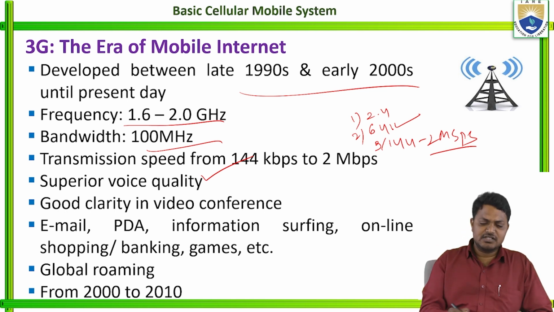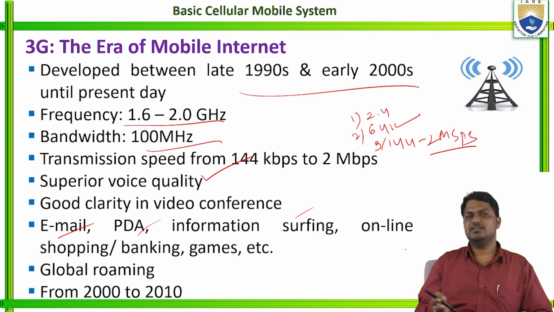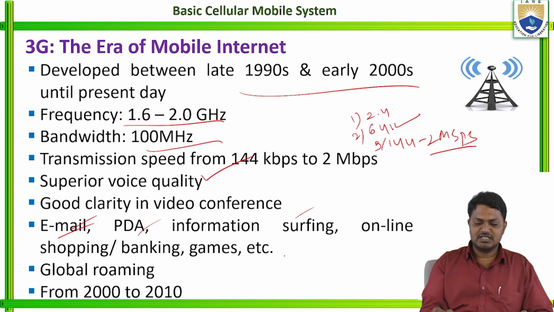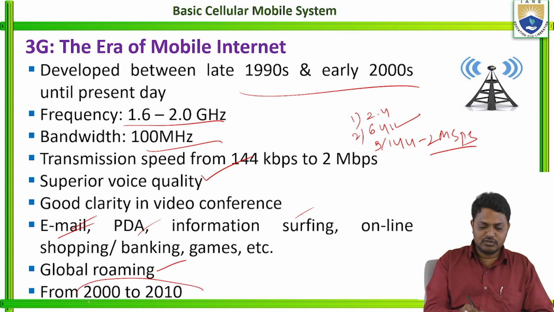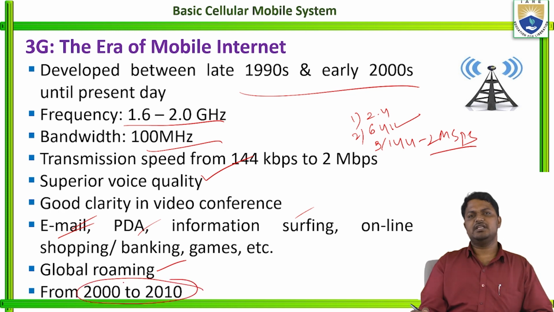When 3G was introduced, email, PDA, information surfing, online shopping, banking, games, etc. were utilized. Full-function email, information, online shopping, banking and games were possible. This is the global roaming, you can roam globally. From the year 2000 to 2010, up to 10 years, 3G communication served.